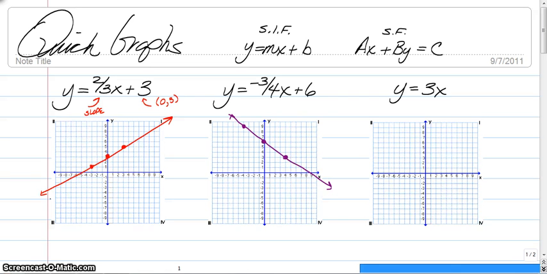The last one in this row, notice there's no b. There is an m. Y equals 3x, so your slope is 3. But if there's no b, where do you start? At the origin, because it's like saying 3x plus 0, so you start on the y-axis where y is 0.